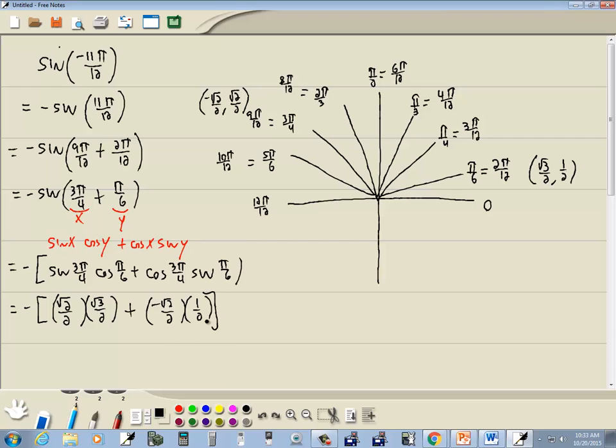That gives us negative. Square root of 2 times square root of 3 gives us square root of 6. 2 times 2 is 4. And this becomes a minus. Square root of 2 times 1 is square root of 2 over 4.